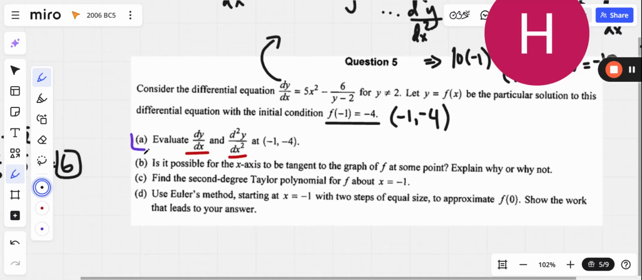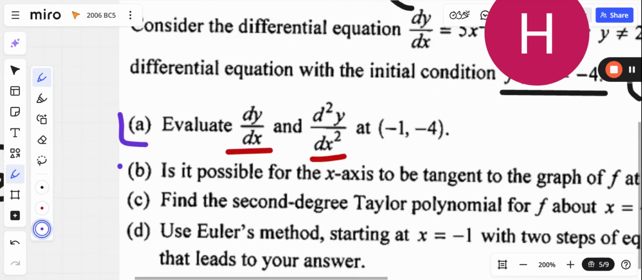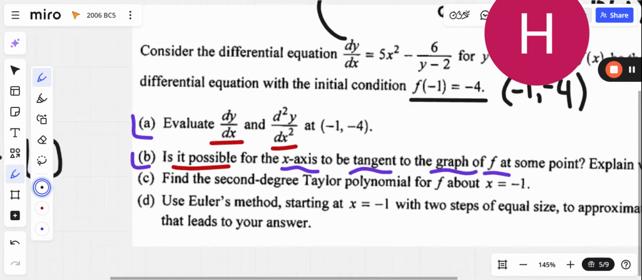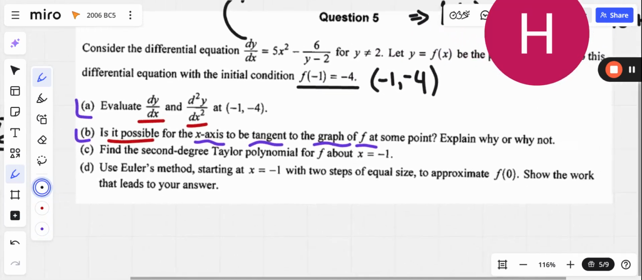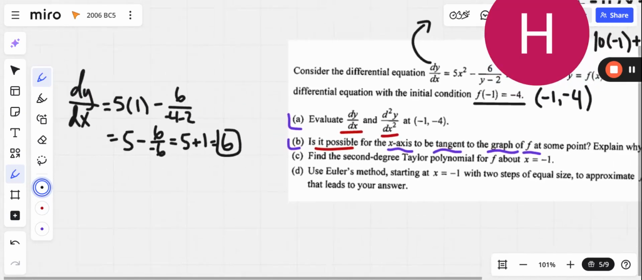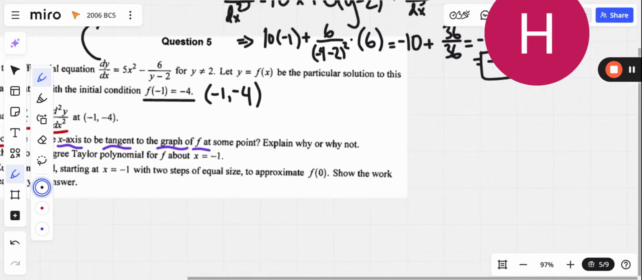Okay, part B. I love when they ask these types of questions. Is it possible for the x-axis to be tangent to the graph of f at some point? Explain why or why not. Well, let's think about this. If we have a point at (-1, -4), where is that located? That would be located, let's move it over here.